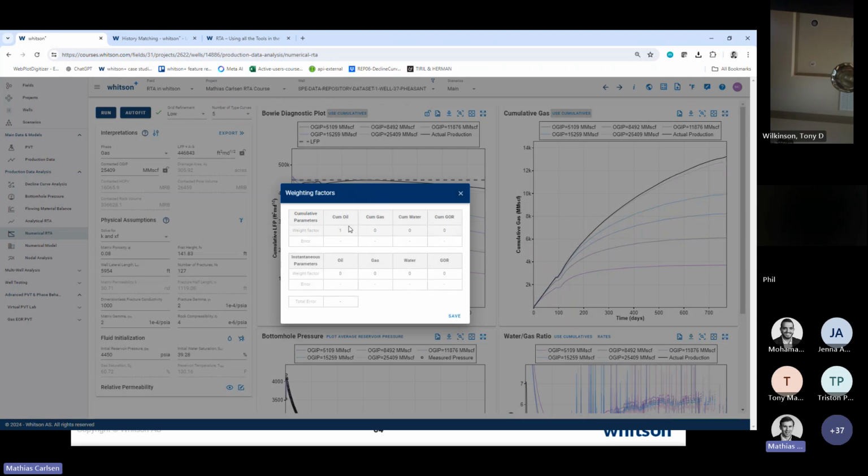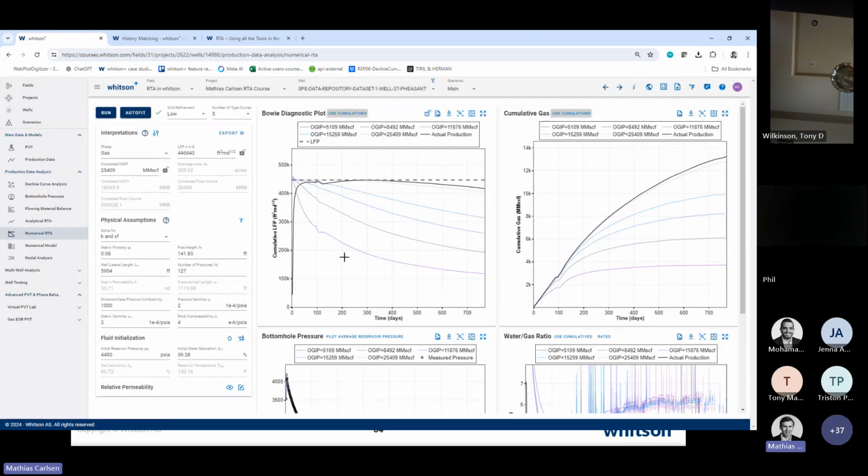So if you click autofit now, your autofit would make sense because the weight factors are only weighting oil and there's no oil for this well. So you would have to weight it to 1 for cume gas if you use this. But you can also just manually change these numbers.